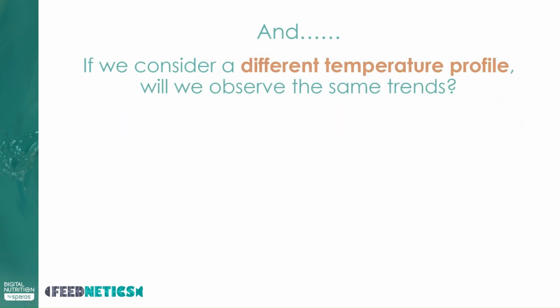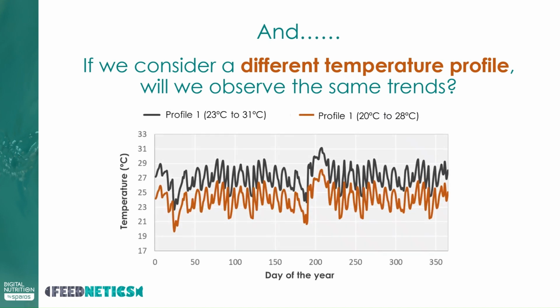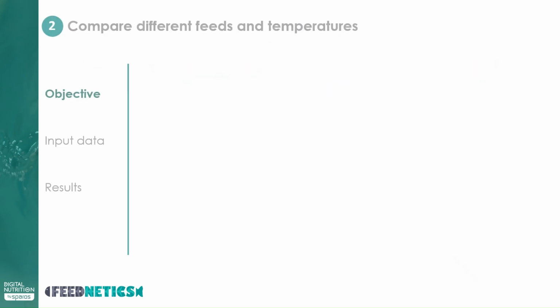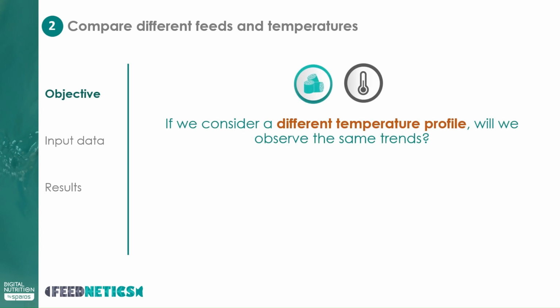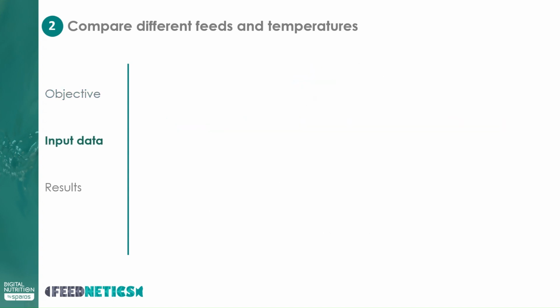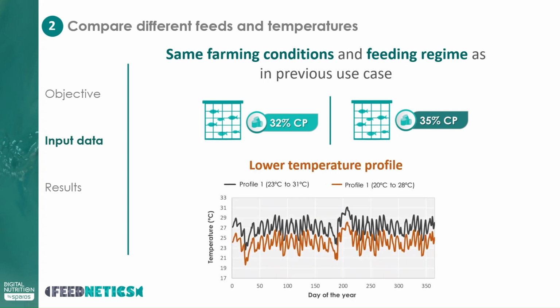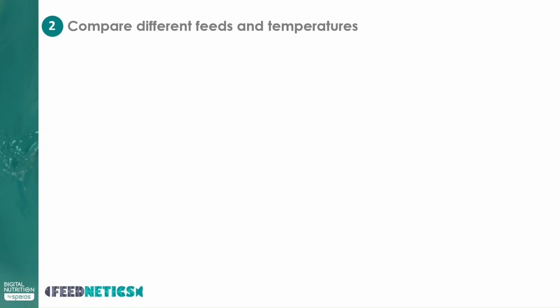So this raises the question: what if we change the temperature profile? That's exactly what we explore in the next application. Considering a different temperature profile, will we see the same trends? For this second scenario, we keep the same farming conditions and feeding regime as before for both feeds. The only change is the temperature profile, now using a lower temperature curve to see how it affects performance.